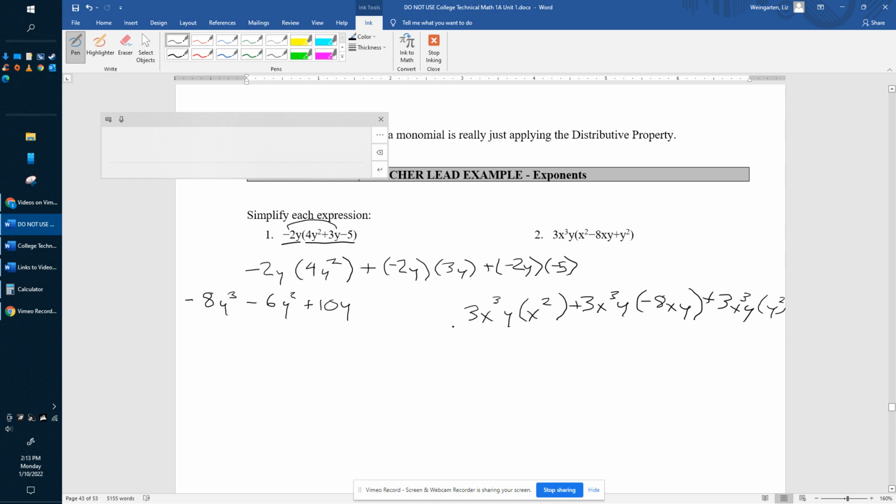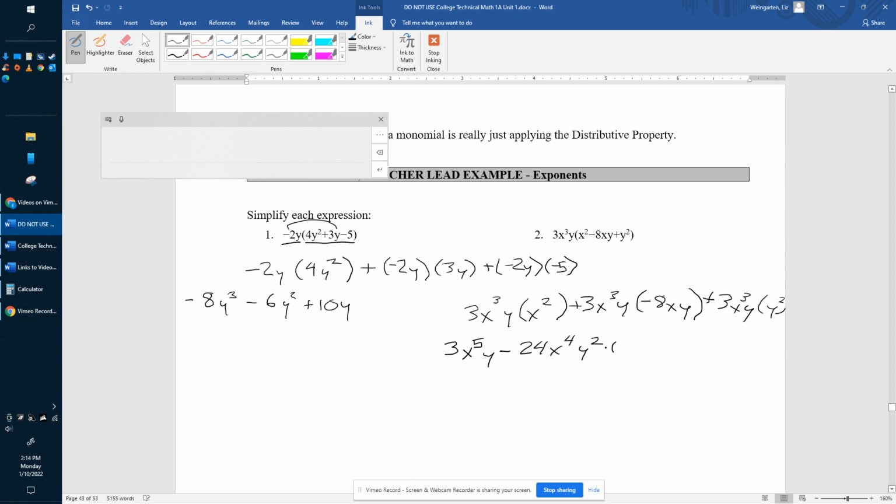Ooh, barely fit that on there. All right, so this part's not going to be so bad because we only have an x squared, so we just keep it as 3. Add those exponents together, x to the 5th, y. Now we have a 3 times a negative 8. That's going to be negative 24, x to the 4th, y squared. Again, that negative just sticks to the 8. You don't have to worry about putting it on the x or the y. It's just the 8.